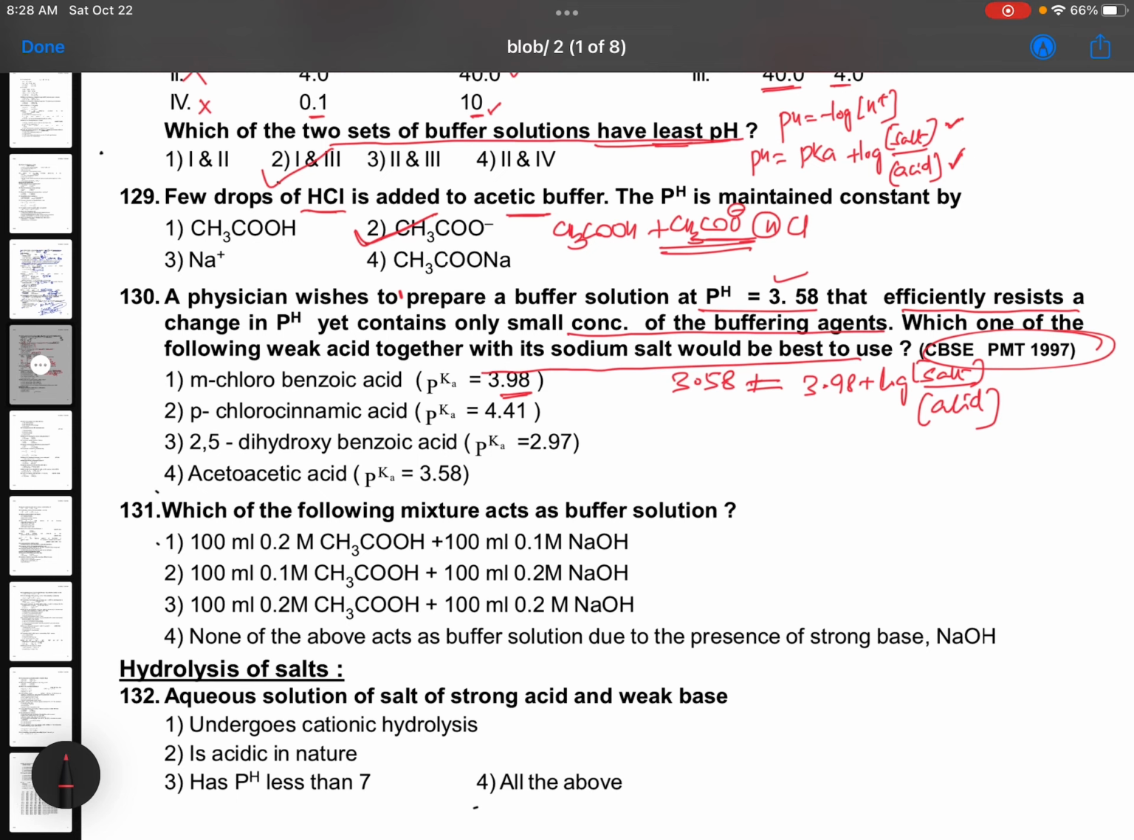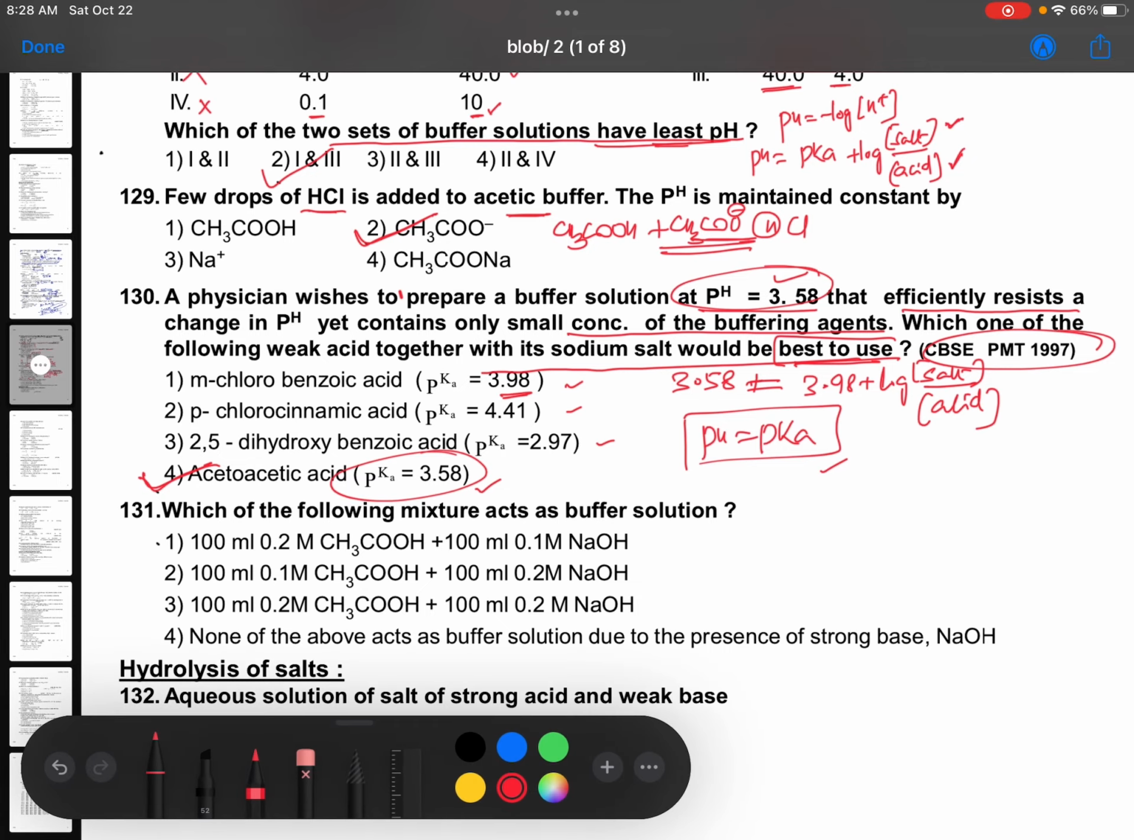Which of the following weak acids together with its sodium salt would be best to use is asked. Best to use means pH is equal to pKa. That is best. Here pH is given 3.58, so see which pKa is given. So this is best. Best, I am saying. All these can be used, but the best is when pH is equal to pKa. Correct?